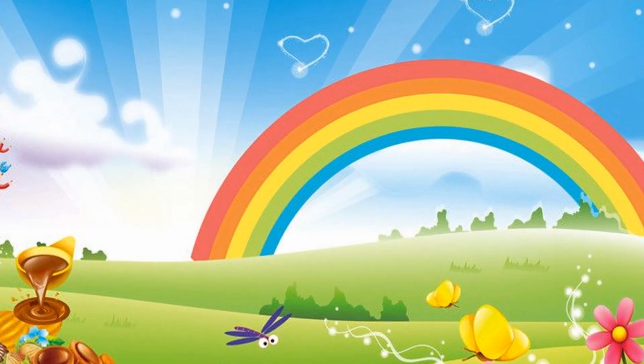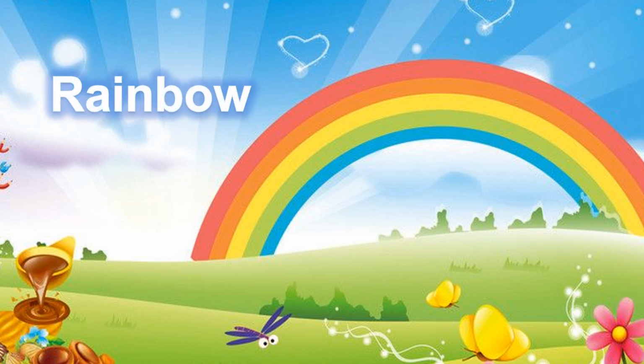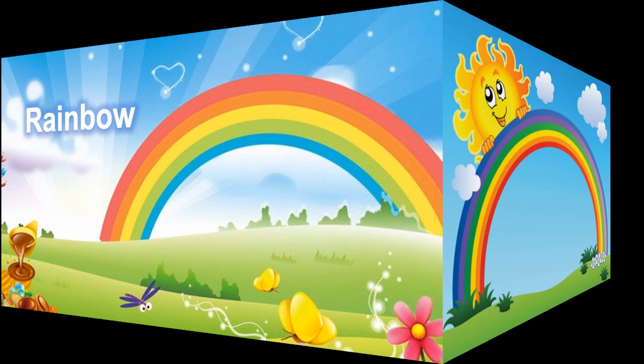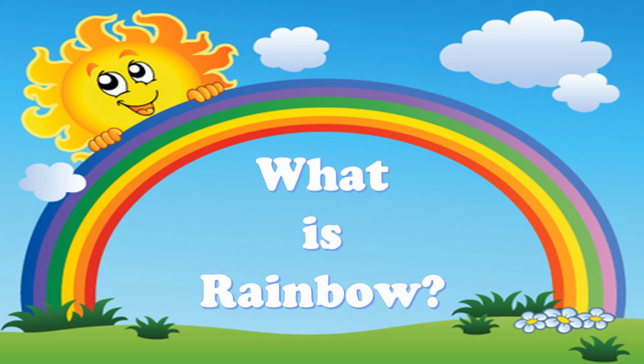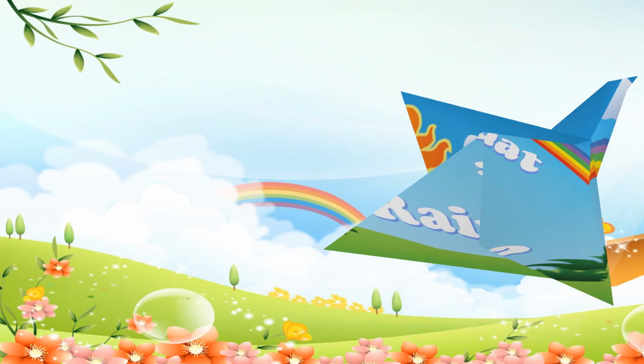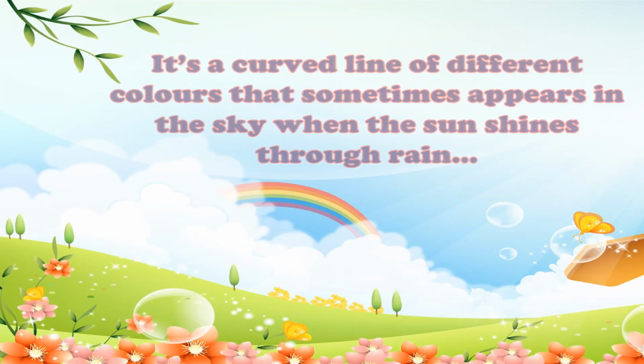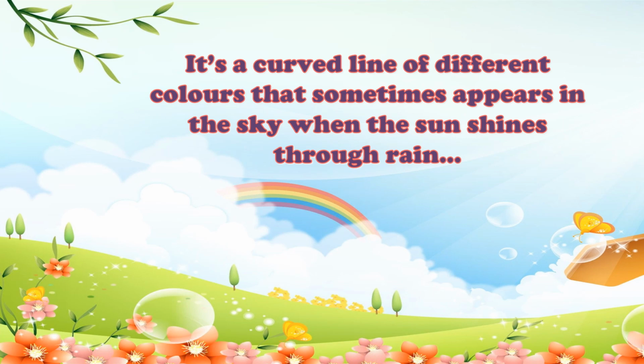Wow, it looks so beautiful. Do you know what it is? It is a rainbow. What is a rainbow? It's a curved line of different colors that sometimes appears in the sky when the sun shines through rain.